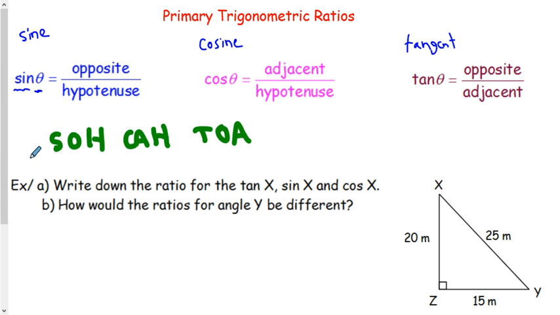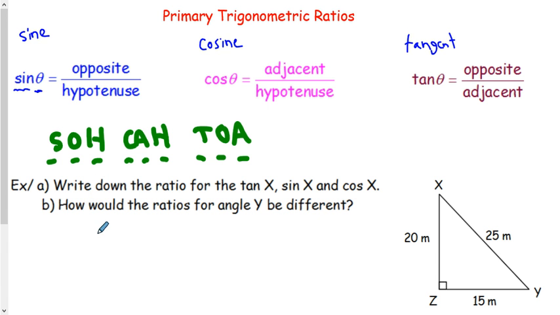So SOH CAH TOA. Sine means opposite divided by hypotenuse. Cosine means adjacent divided by hypotenuse. Tangent means opposite divided by adjacent. So this is a brief little mnemonic to help us remember what those things mean. Sine, cos, and tan. Even though I've been teaching math for a long, long time, I still use SOHCAHTOA to remind me what each of those mean. So SOHCAHTOA is something you're going to want to remember.